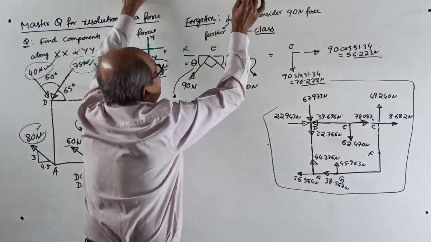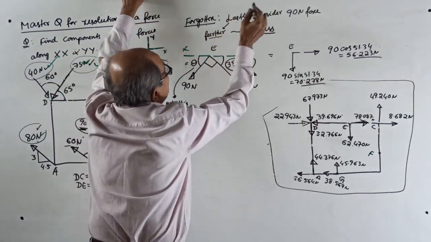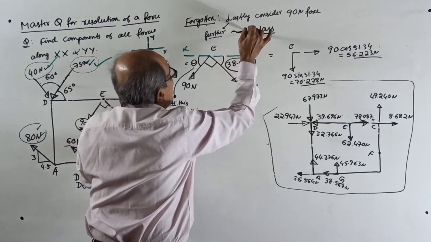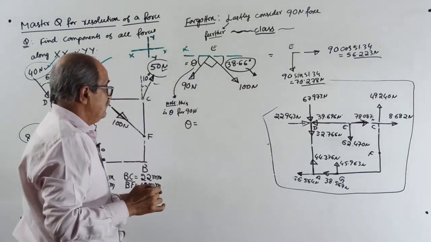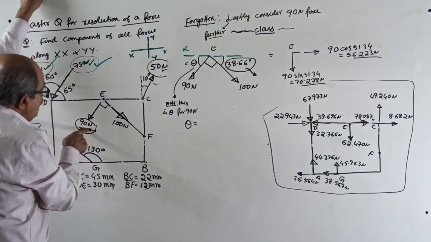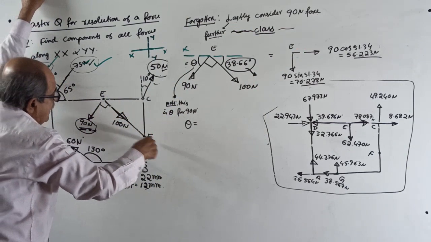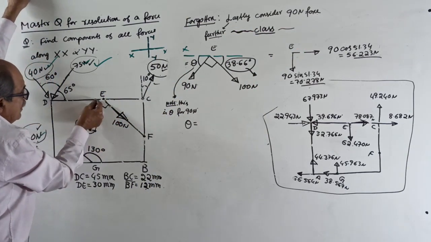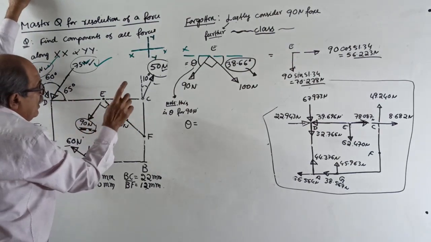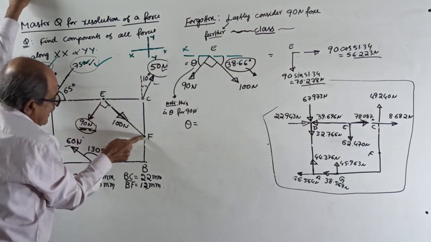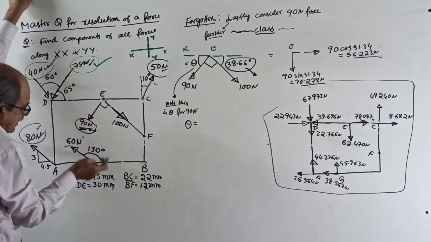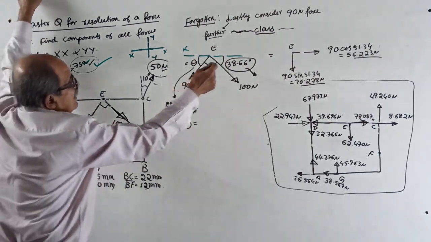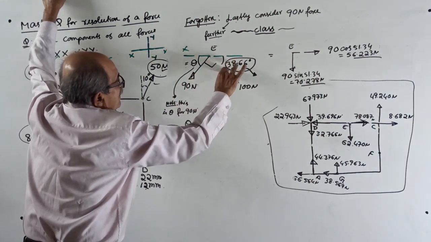Forgotten. Lastly, if you want to write further, consider the 90 Newton force. 90 Newton force is given perpendicular to 100 Newton. So unless you know the angle for 100 Newton, you cannot get this angle. Therefore, I told earlier, first consider 100, I finished, then forgot 90 and came here. Now 100 is already over, come to 90. See, this I remove, this is not required.